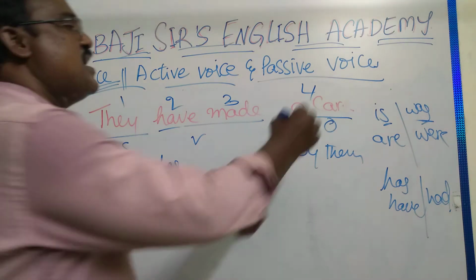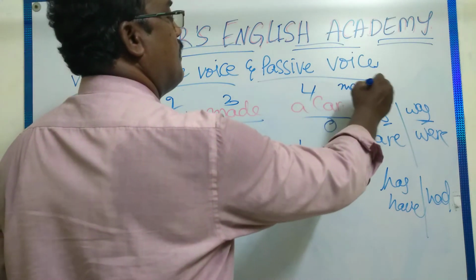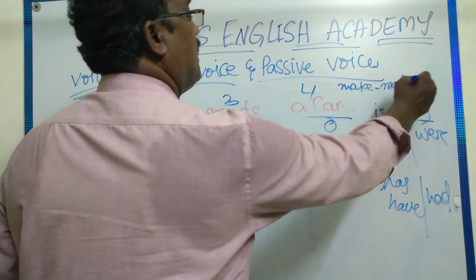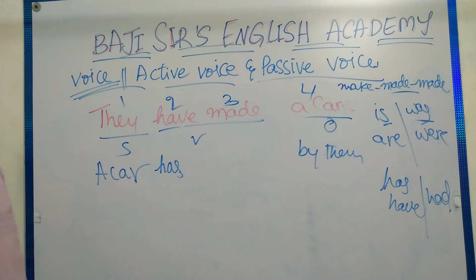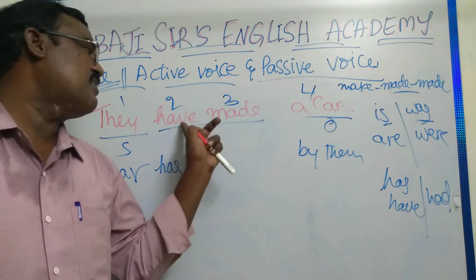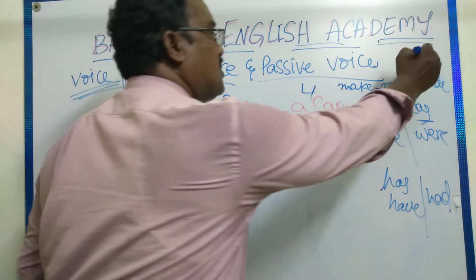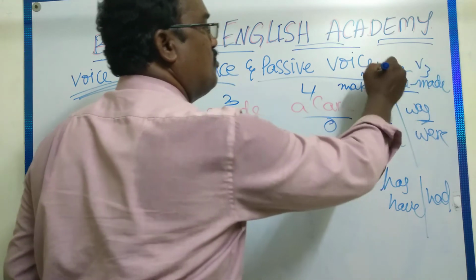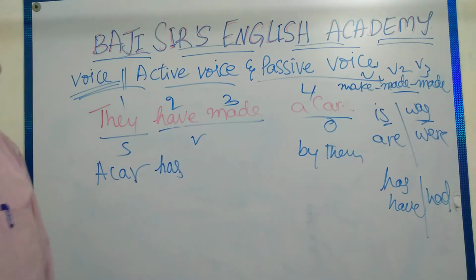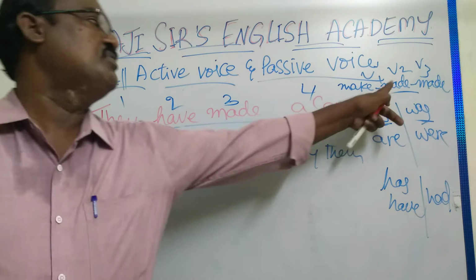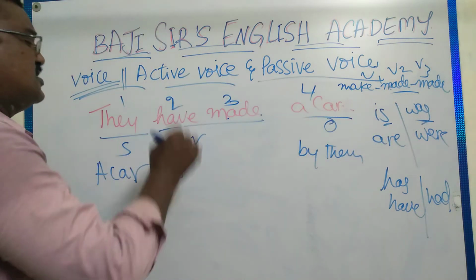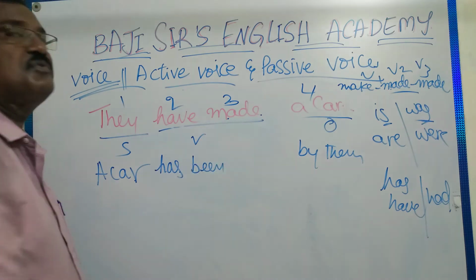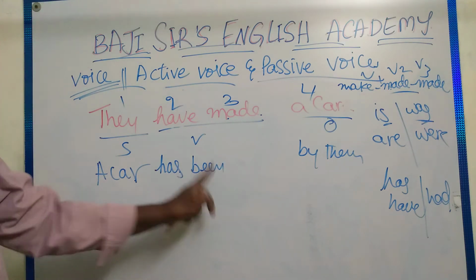Make, made, made. Verb form what? See here, V2 and V3 are the same. Have made: after have, we have to take V3 only. But here V2 and V3 seem to be the same, that's why we think this is V2. No, this is V3. So have form, V3 is there. Been we have to take extra. So a car has been.